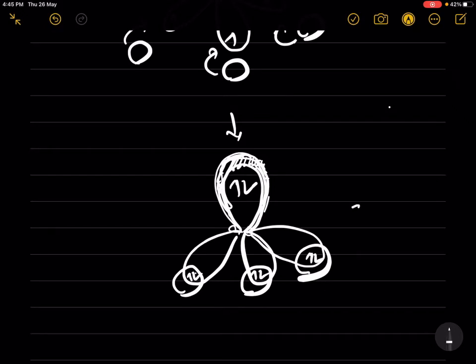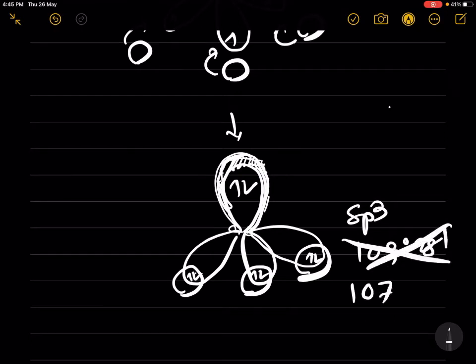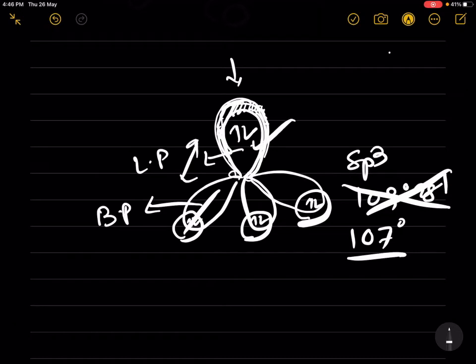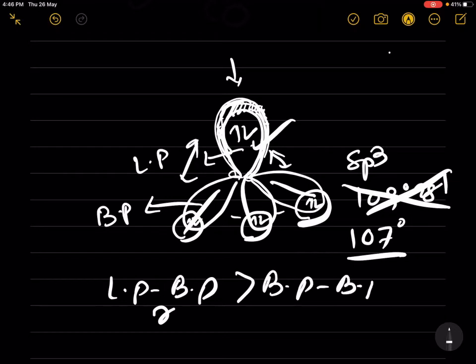Here the hybridization is sp3, so the bond angle should be 109 degree 28 minutes, but this is wrong. Here the bond angle decreases from 109 degree 28 minutes to 107 degree. Why? Because this lone pair and this bond pair repel each other. Similarly, this lone pair and this bond pair repel each other, and bond pair repulsion is also there. Lone pair bond pair repulsion is more than bond pair repulsion.